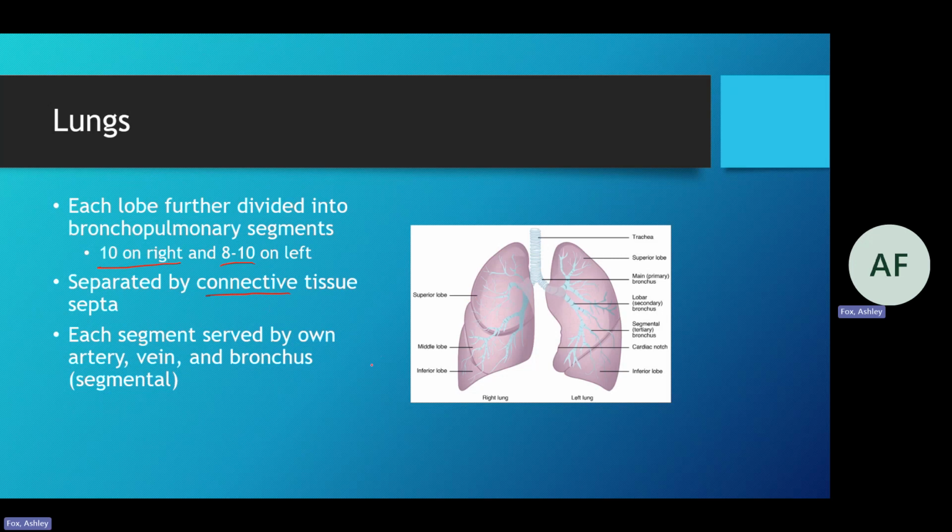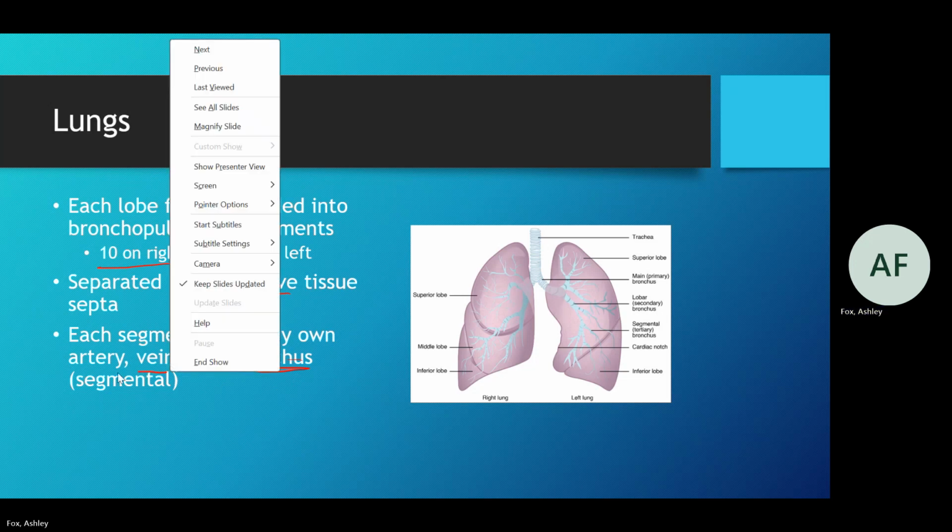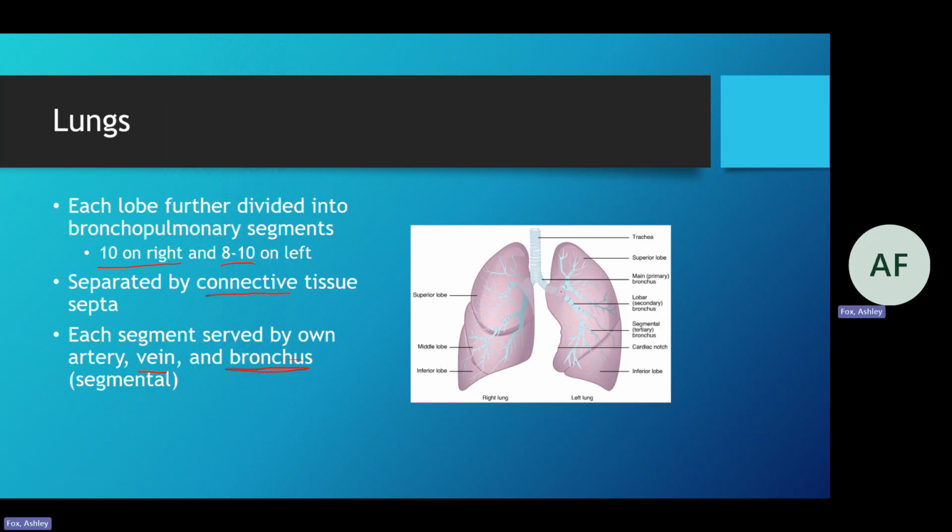You can see separation. Each of these segments has a bronchus, which is the lobar bronchus. Sorry, we go lobar and then we go segmental, which is going to provide each one of the bronchopulmonary segments. And we have a vein and we have an artery. And remember, the vein is going to be the oxygenated part, and the artery is going to be the deoxygenated part. It's different in the lungs. And then we have each one of the segmental bronchus.